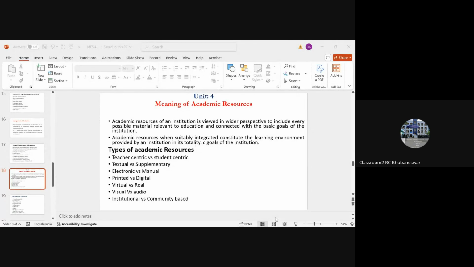Think about medical science, medical college. What is the basic goal of the medical college? Who can say? What is the basic goal of medical college?